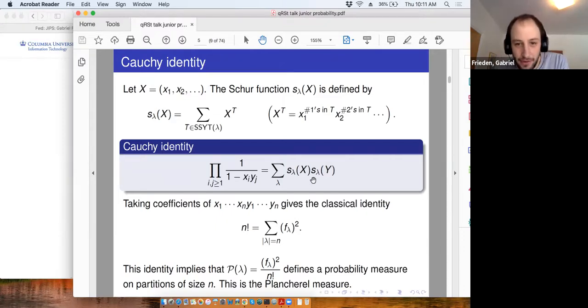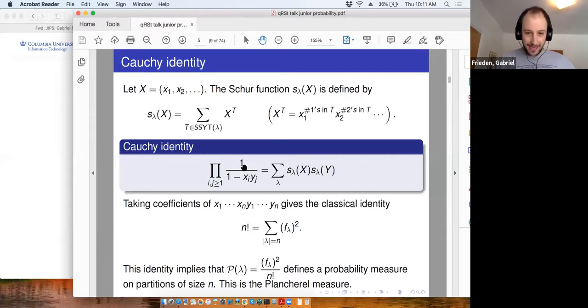But the part of it that I'm going to be focusing on in this talk is what happens if you take a specific coefficient. So if you look at the coefficient of this monomial x1 through xn, y1 through yn. If you look at the right-hand side, well, you get a monomial like that if you have a pair of tableaux where each number just appears exactly once. So that's precisely the number of standard Young tableau of shape lambda.